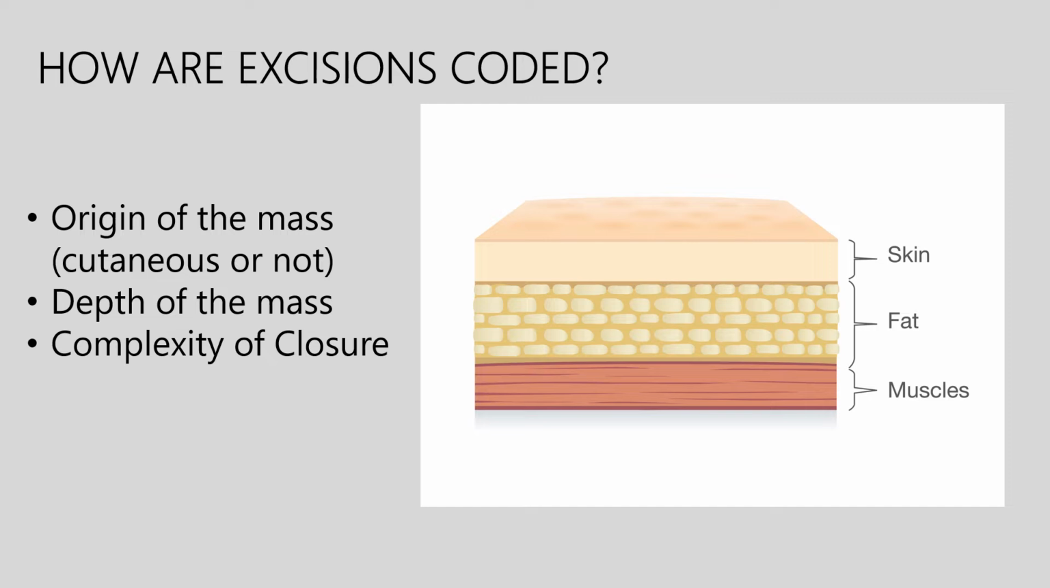So how are excisions coded? There are three things that a coder is going to look for in the documentation in order to accurately code an excision of a lesion or a mass: the origin of the mass, whether it's cutaneous or not; the depth of the mass; and the complexity of the closure.